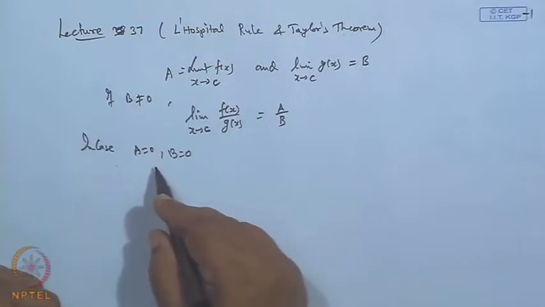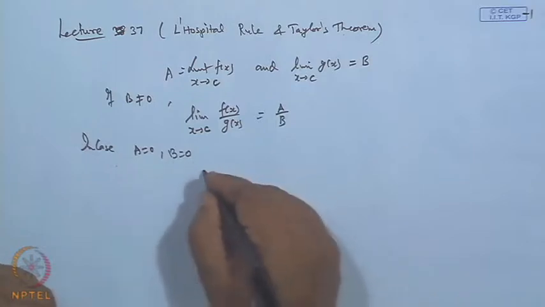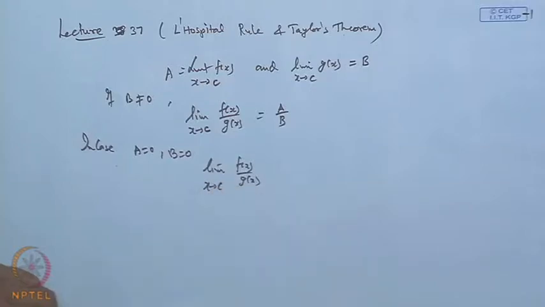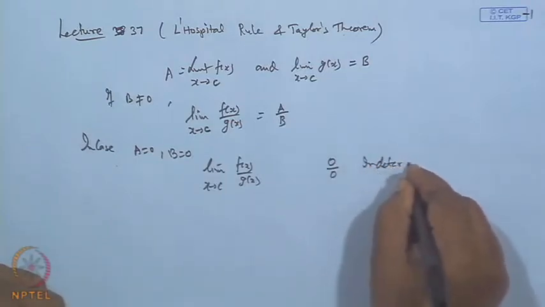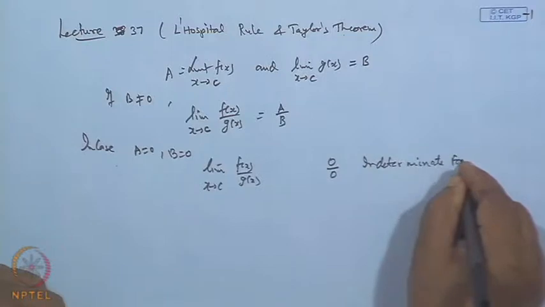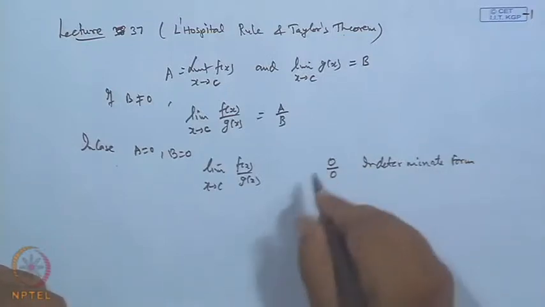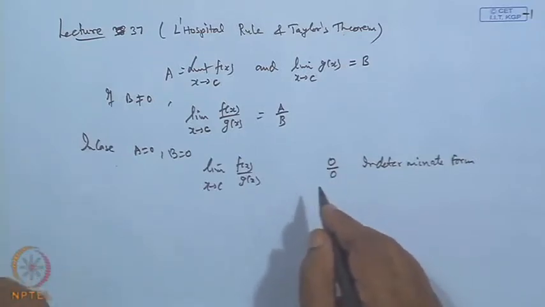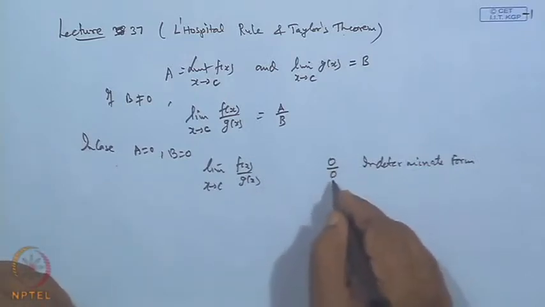Now, the case when a and b both have the limit value 0. When you consider the limit of the function f(x) over g(x) as x tends to c, it comes out to be 0 over 0 form, which is known as the indeterminate form. Why indeterminate? Because you cannot say the value is 1, or some finite number, or that the value does not exist. In fact, for 0 over 0 the limit may exist, or it may not exist also.